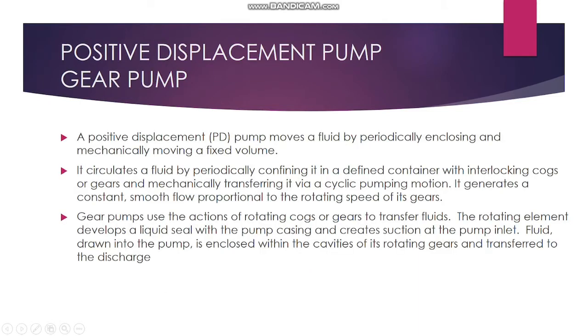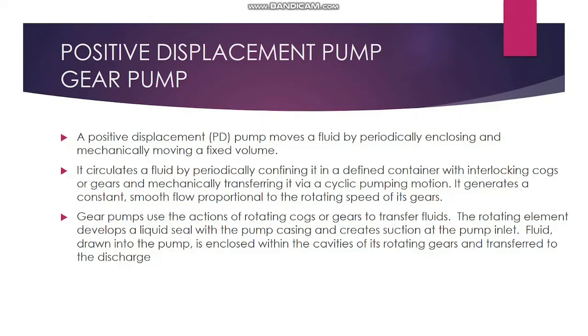Next, I will explain about the positive displacement pump. The example of a positive displacement pump is a gear pump. The positive displacement pump moves a fluid by periodically enclosing and mechanically moving a fixed volume. It circulates a fluid by periodically confining it in a defined container with interlocking cogs or gears and mechanically transferring it via cyclic pumping motion. A gear pump uses the action of rotating cogs or gears to transfer fluid.